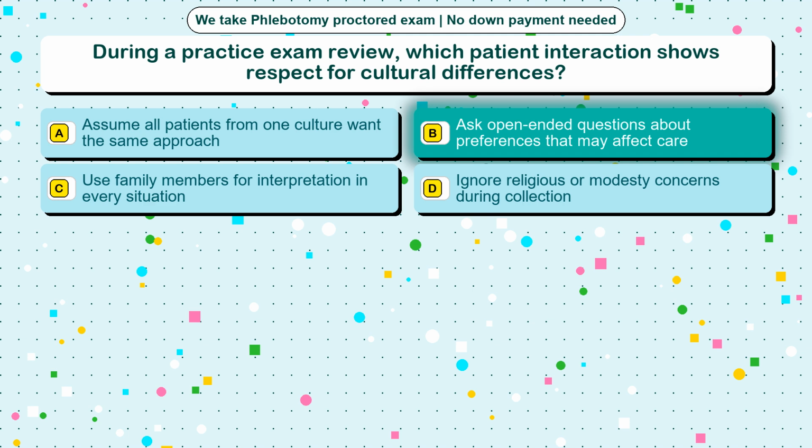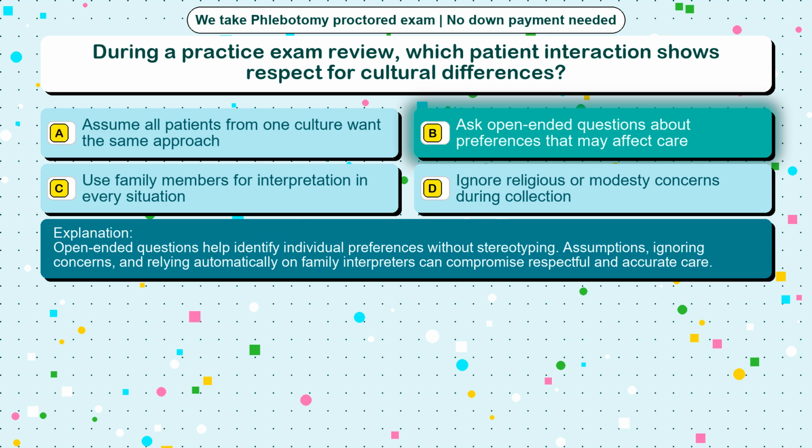The correct answer is option B. Ask open-ended questions about preferences that may affect care. Open-ended questions help identify individual preferences without stereotyping. Assumptions, ignoring concerns, and relying automatically on family interpreters can compromise respectful and accurate care.